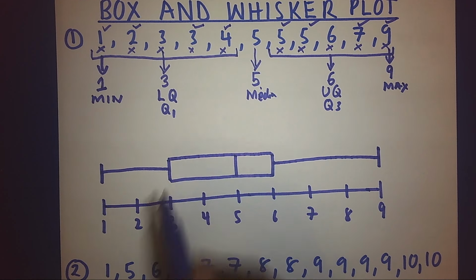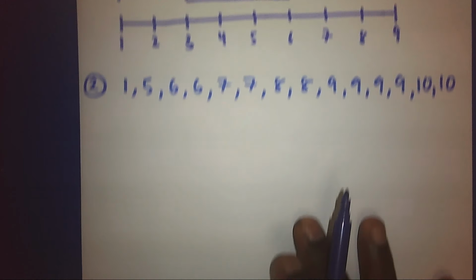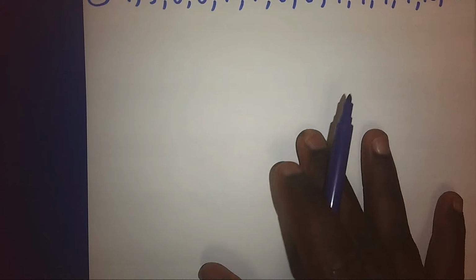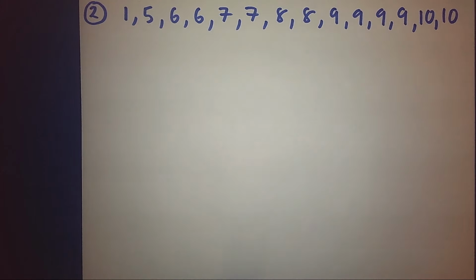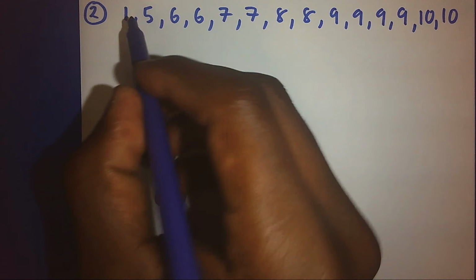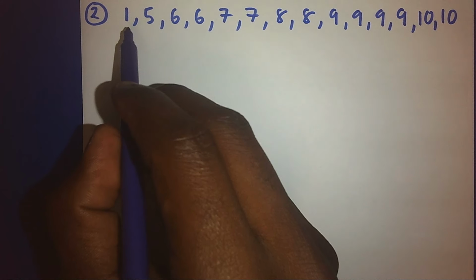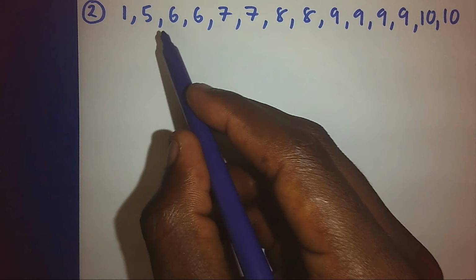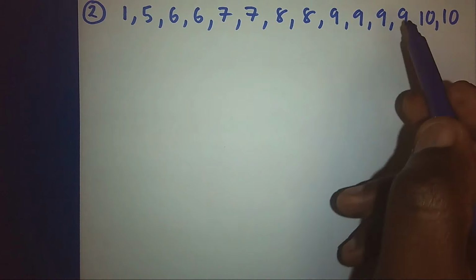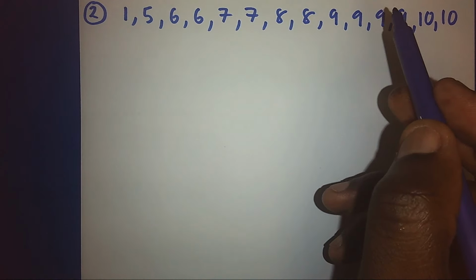Let's look at second example. When you look at our second example, we have our data again. That is from 1 till 10. So, when you look at this data, again, in order to draw our box and whisker plot, we shall also need to find 5 items.